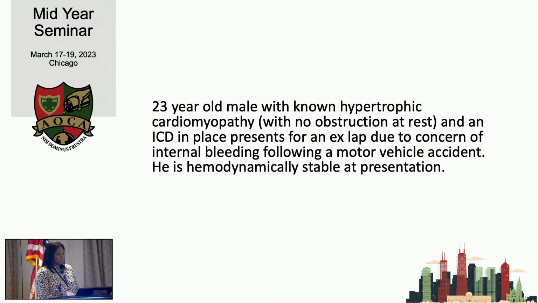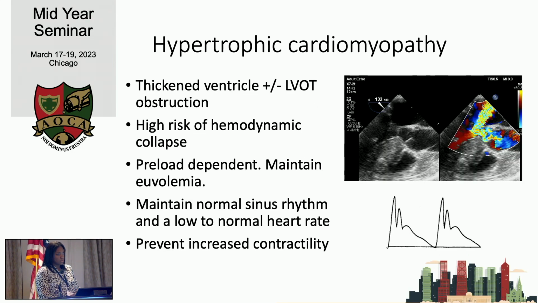So the next patient is a 23-year-old male with known hypertrophic cardiomyopathy. He has no obstruction at rest and an ICD in place, and presents for an XLAP due to concern of internal bleeding following a motor vehicle accident. He's hemodynamically stable at present. So another cardiac issue that you may run across is hypertrophic cardiomyopathy, where the patient has a thickened ventricle with or without left ventricular outflow tract obstruction, and these patients are at an extremely high risk of hemodynamic collapse.